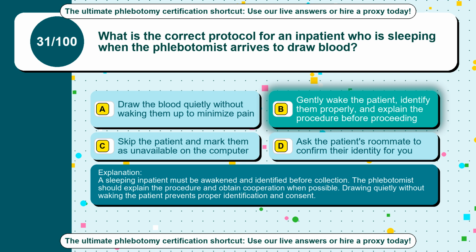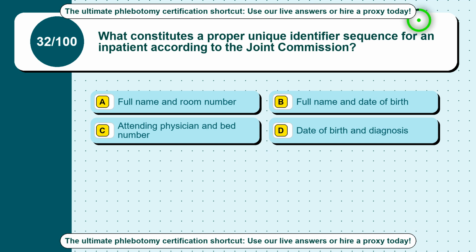Drawing quietly without waking the patient prevents proper identification and consent. Question 32. What constitutes a proper unique identifier sequence for an inpatient according to the Joint Commission?